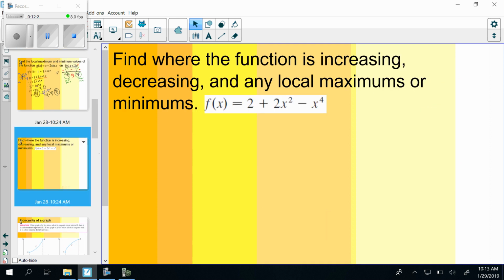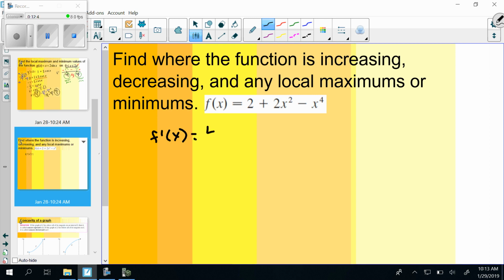All right, next one, find where the function is increasing, decreasing, and any local max. So now they want us to do both, find the increasing, decreasing, and also the maximum and minimum value. So first thing, again, find the derivative. So derivative here, derivative of 2 is a constant, that's 0.